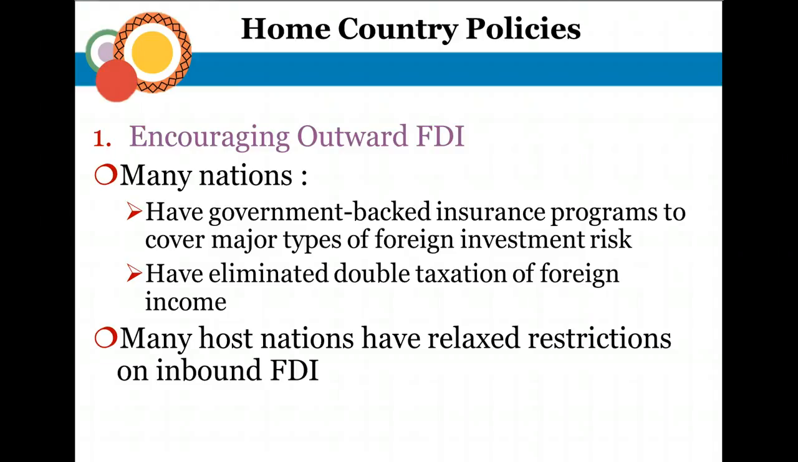Many nations' governments have backed insurance programs to cover major types of foreign direct investment risks, so the government can actually buy insurance. They will sometimes eliminate the double taxation of foreign income so as not to discourage foreign direct investment. And they'll even relax restrictions if they're trying to encourage outward foreign direct investment. So, double taxation, something the United States has. Many countries have said, listen, if you pay tax in the foreign country, when you bring the money home, you don't have to pay tax domestically. And like I said earlier, a lot of politicians argued that's how the United States should be, because we want these companies to bring back these profits and reinvest them in the United States, something they're not willing to do if they have to pay income tax on it. So, even though the United States does encourage outward foreign direct investment, they're not as accommodating as you'd think they should be.